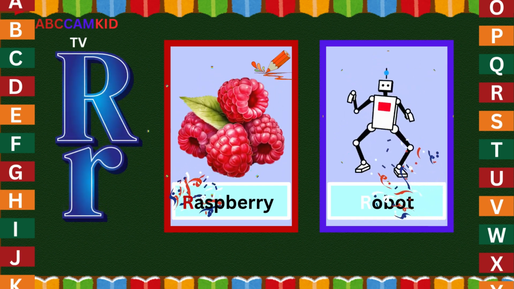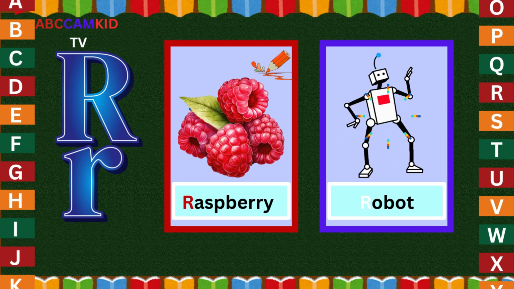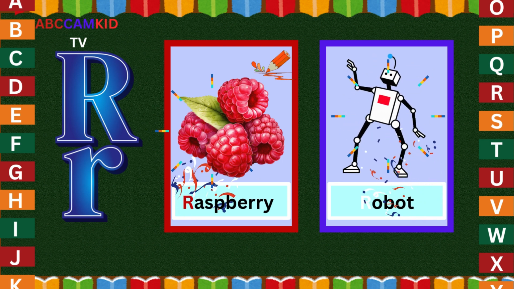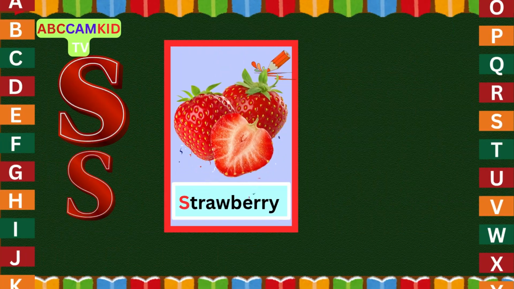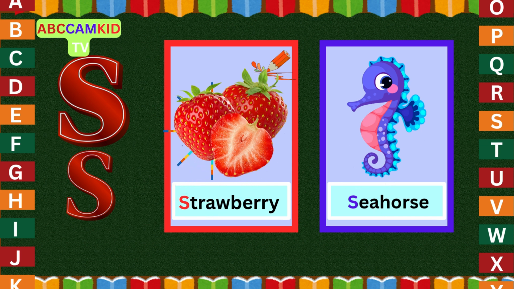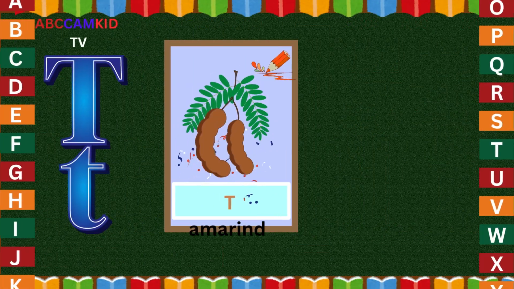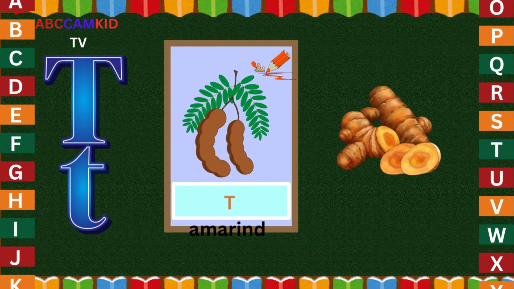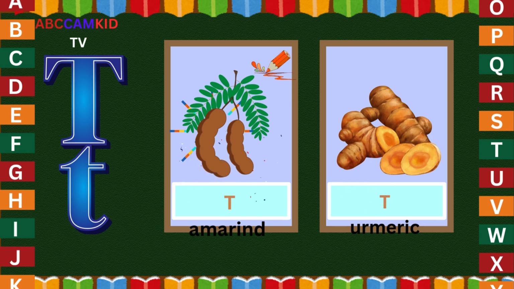W for wood. W for watermelon. X for xeris. X for xylem. Y for yams. Y for yarn. Z for zucchini. Z for zodiac. S for seahorse. T for tamarind. T for turmeric.